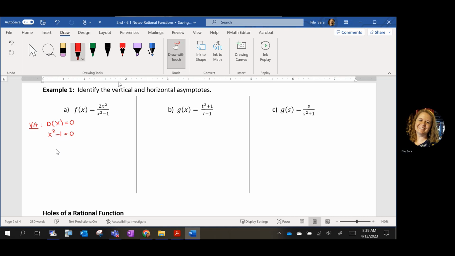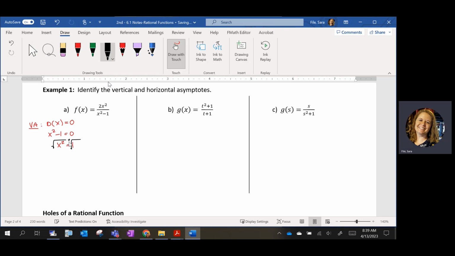Bless you. So how am I going to solve this for x? What do I need to do? Okay, so I'm going to add the 1 over, so it becomes x squared equals 1. Then what am I going to do? I'm going to take the square root. What am I going to remember when I take the square root? That's extremely important.